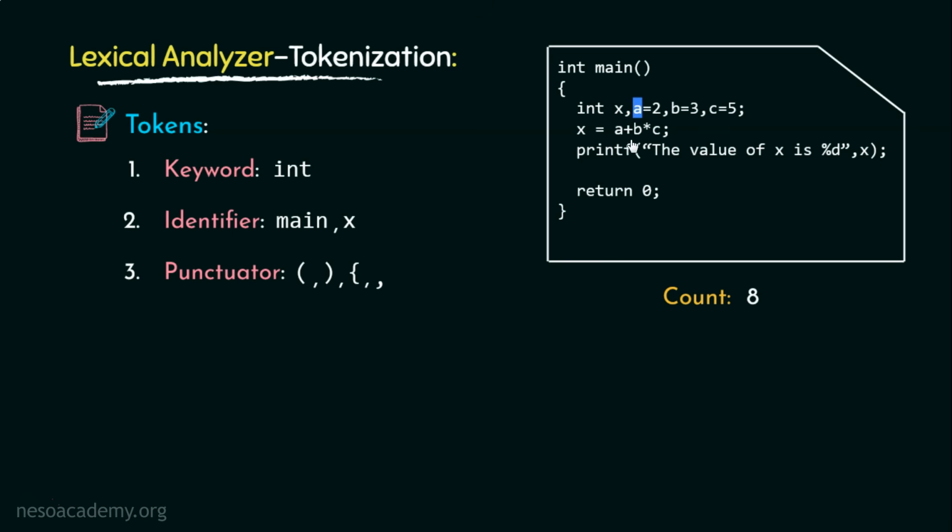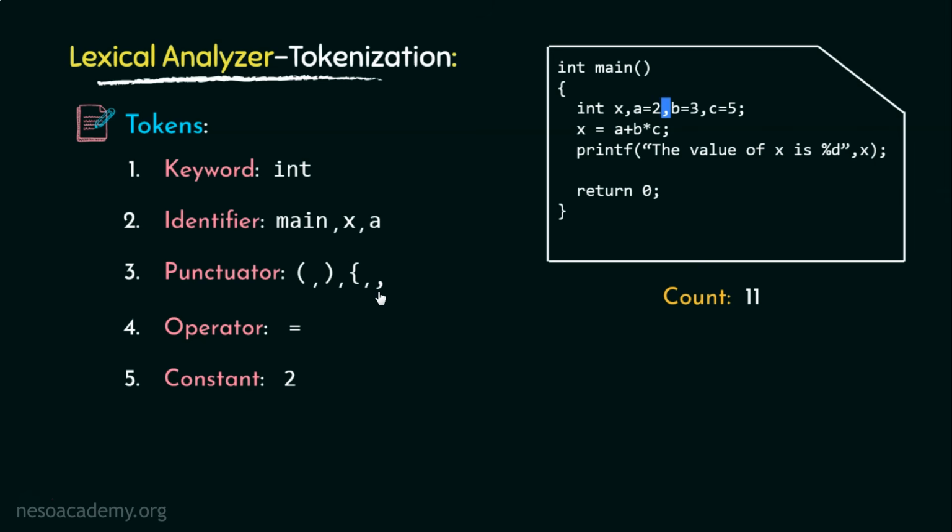Coming to the next token, it is the variable a. So it will fall under the identifier category, and the count will be now 9. Now we have the equals operator, that is the assignment operator. So naturally, it is an operator token. So now our count is 10. Then we have the value 2. Since it is a fixed value, it will fall under the constant token category. Count is now 11.